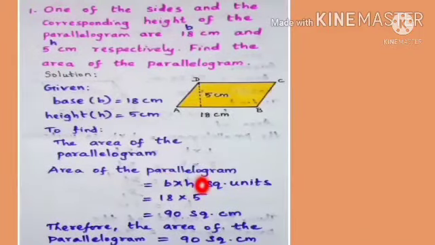So students, here don't forget to put the unit. So for area we have to put the square units. Okay, so don't forget to write down the units. So therefore the area of the parallelogram is 90 square centimeter.